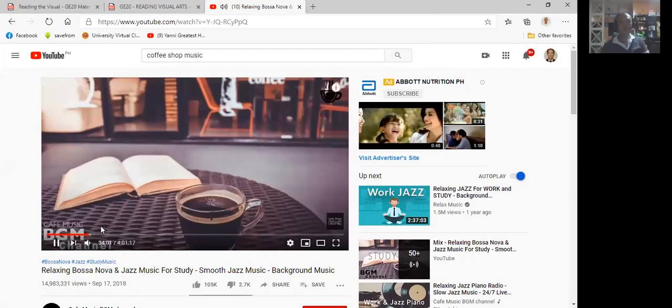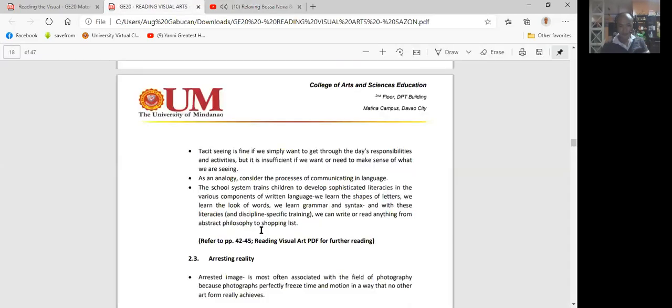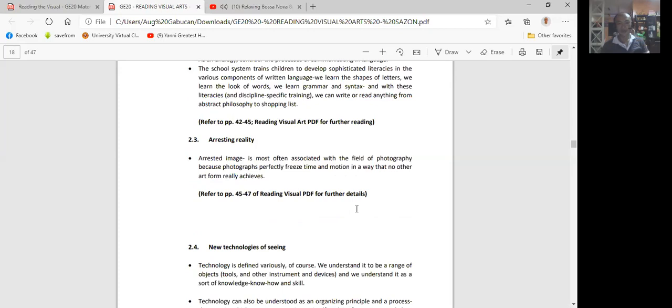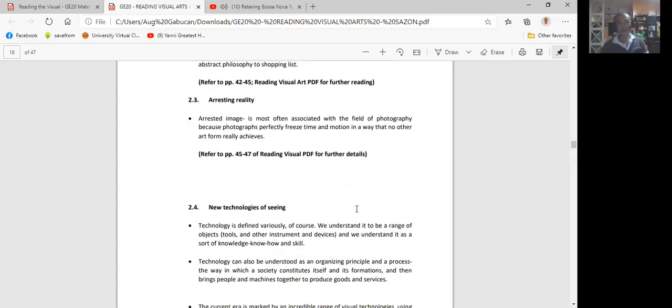Okay, moving on. Then, okay, the arrested image is most often associated with the field of photography because photographs perfectly freeze time and motion in a way that no other art form really achieves it. So that's what we mean by arresting reality.